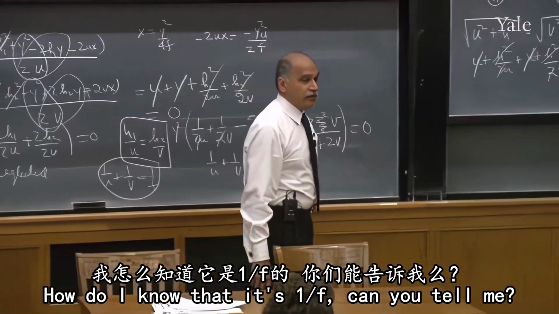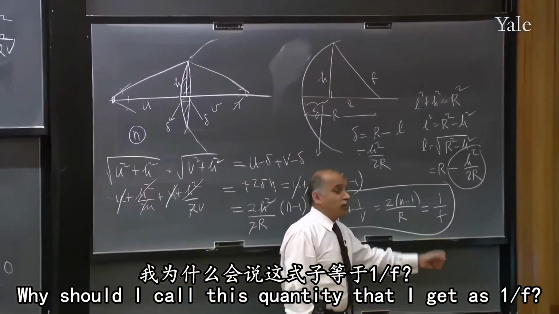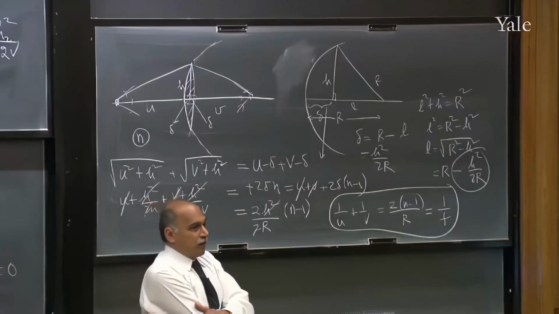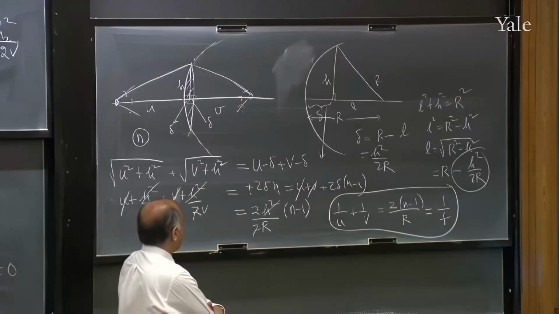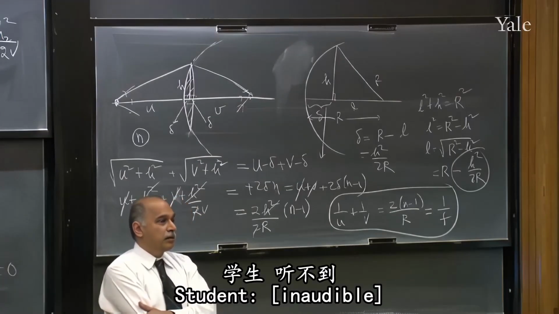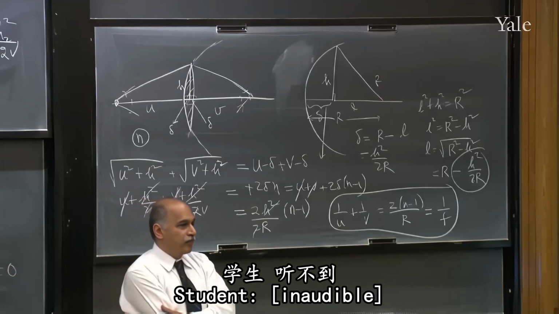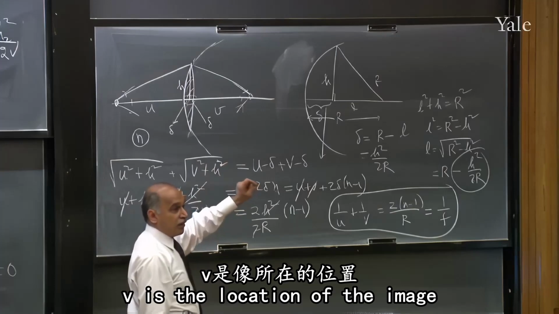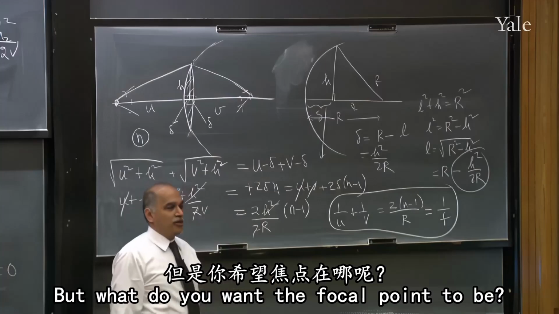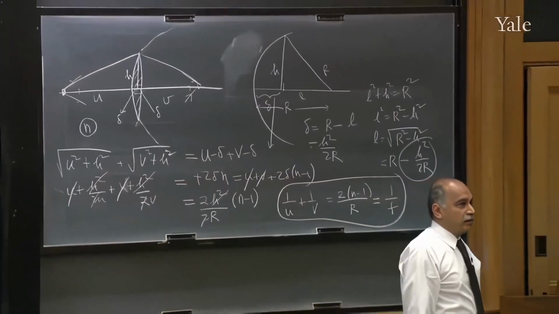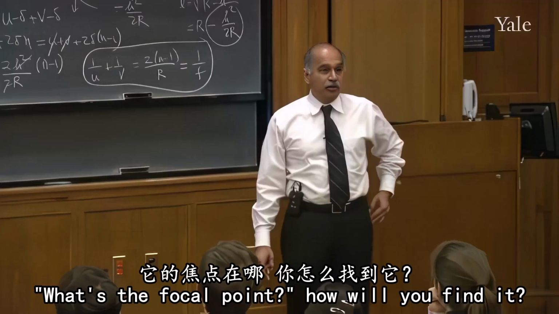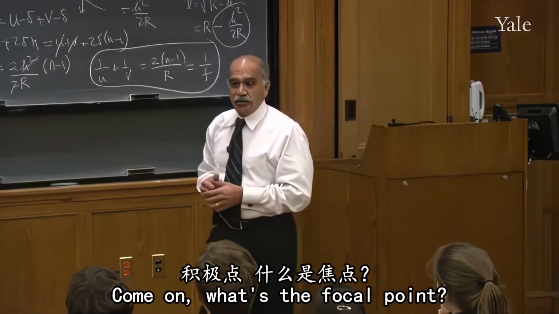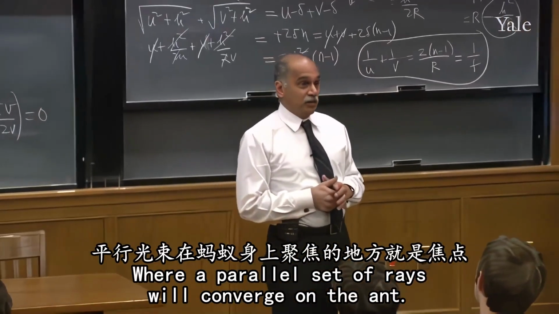How do I know that's 1 over f? Can you tell me? Why should I call this quantity that I get 1 over f? It is what I got, but my question is, what allows me to identify that? Remember, v is not the focal point. v is the location of the image, and u is the location of the object. But what do you want the focal point to be? What's the definition of the focal point? If you had a lens and I said, what's the focal point, how would you find it? Haven't you guys played with ants when you were kids with a magnifying glass? Come on, what's the focal point?